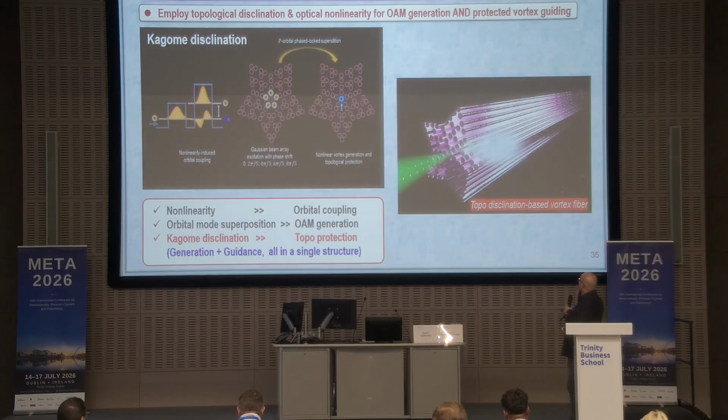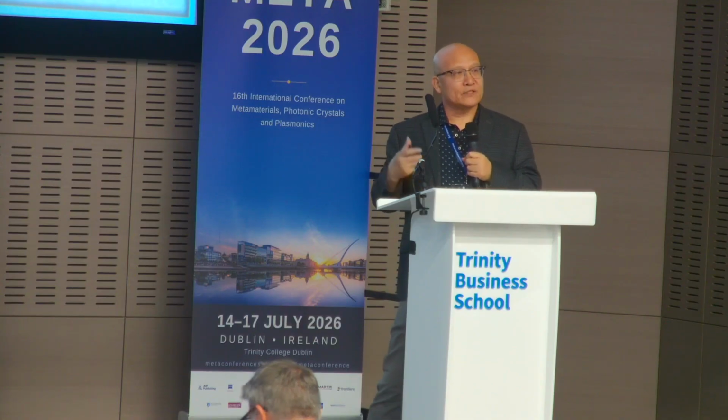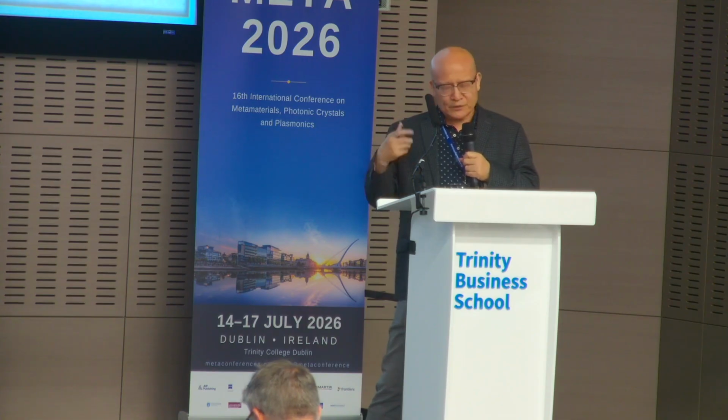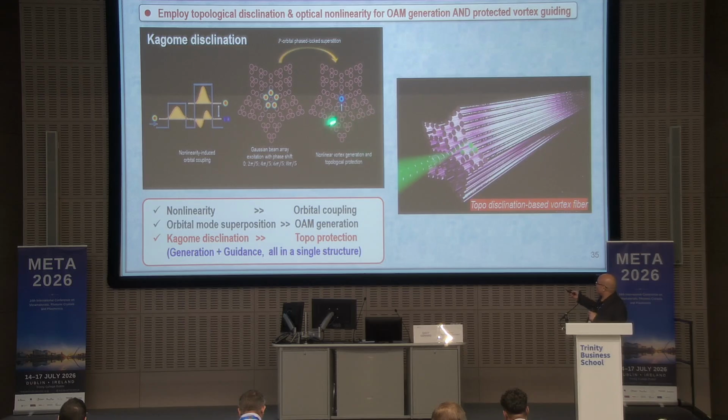I'm going to the end of this. For the application, we hope to have advanced photonic functionality. One thing you can have in mind is a vortex topological crystal fiber, a photonic crystal fiber made by topological disclination. People have been working on this, trying to use photonic crystal fiber designs. Here shows one possibility: the topological approach.